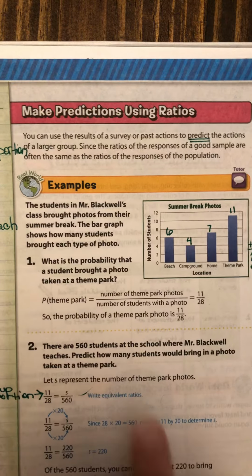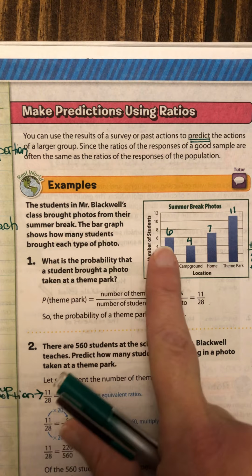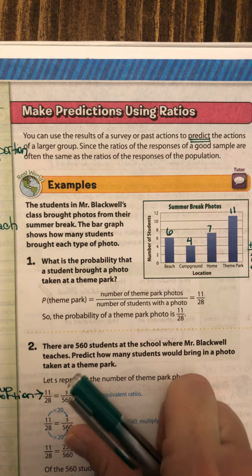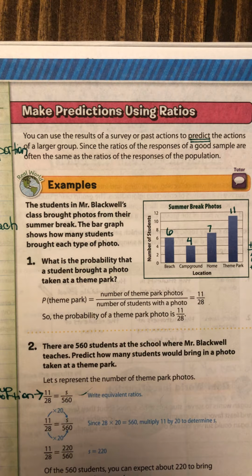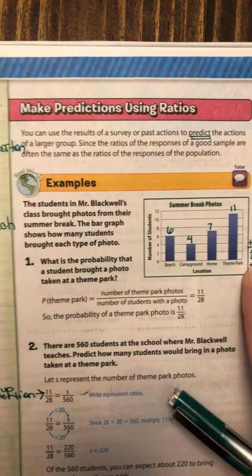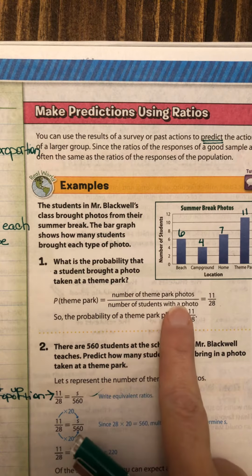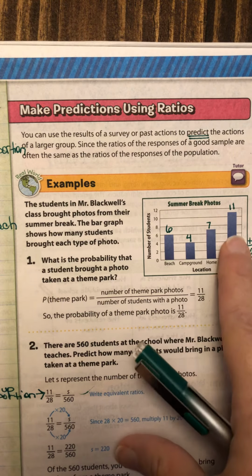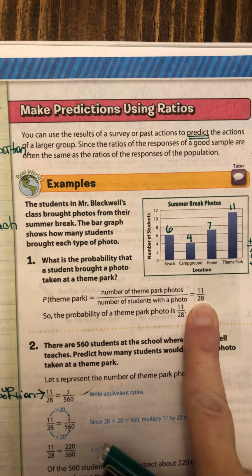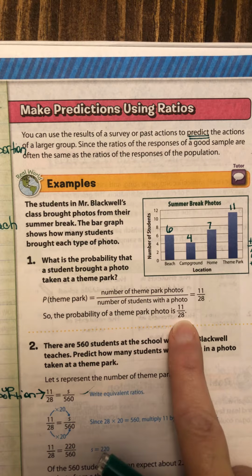So starting with our first example, what you had to do is total each column and add them together to get your total amount. So my total was 28. Number of theme park photos, theme park 11 over your total, which is 28. So the probability was 11 out of 28. Real simple.